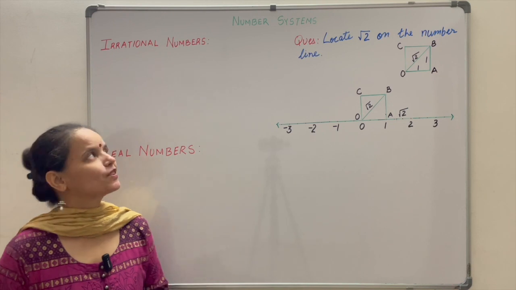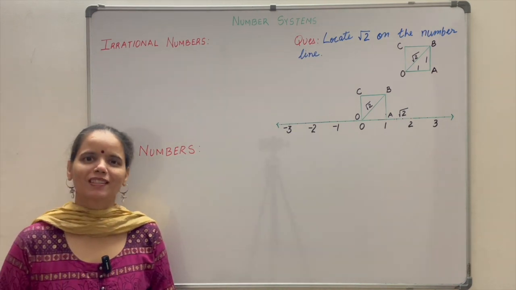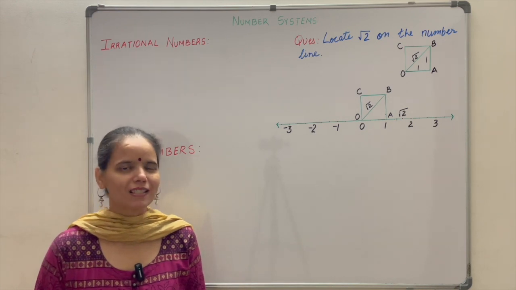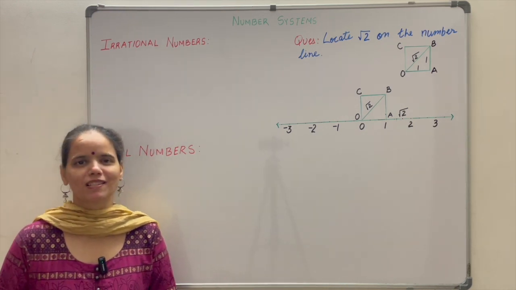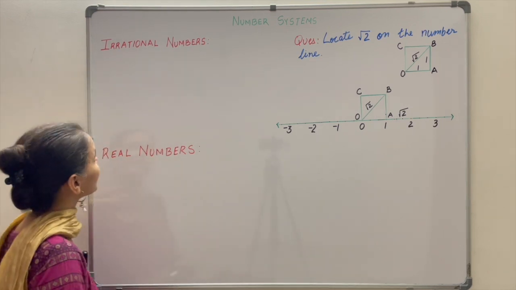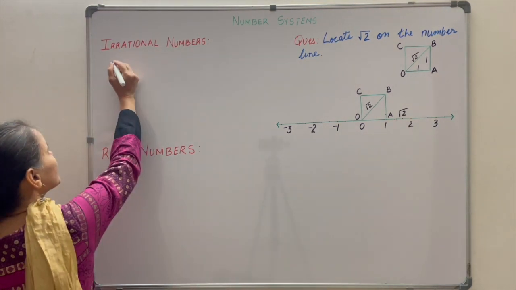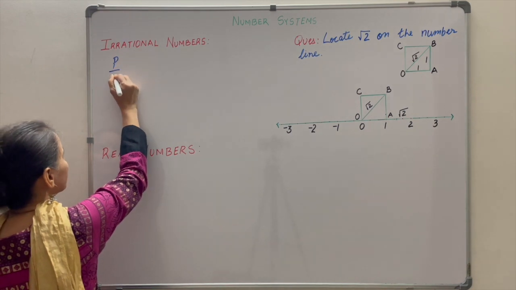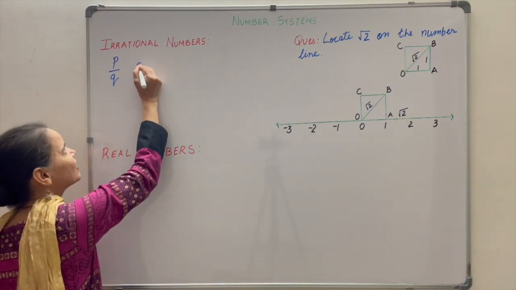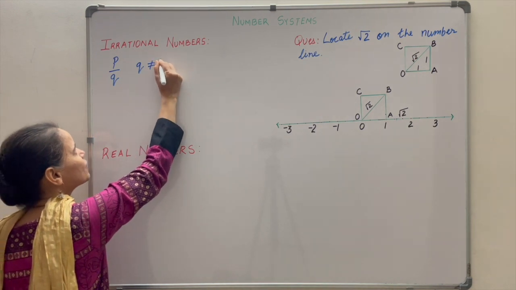Let us now discuss what are irrational numbers. The definition is very simple. Numbers which are not rational numbers are called irrational numbers. Let us quickly recall the definition of rational numbers. So rational numbers are the numbers which can be written in the form of P upon Q, where P and Q are integers and Q is not equal to 0.